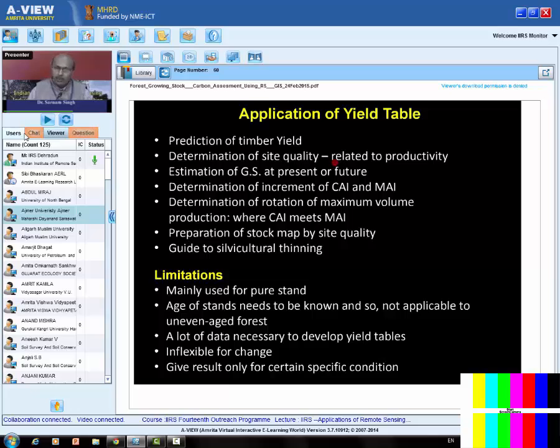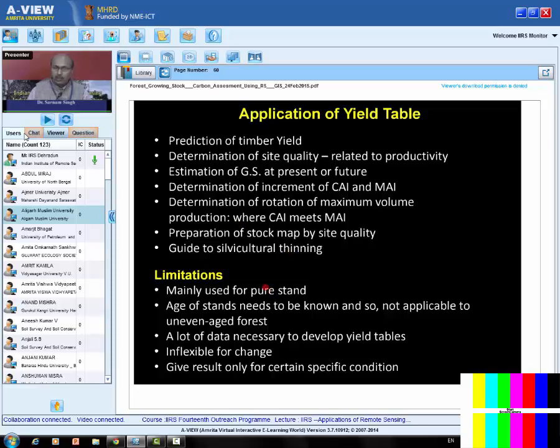Most of these areas you will find in yield tables. Yield tables basically help us to find out the total. Once I have the database, and I know today what the volume available is, I can predict for the future. So that is the use of the table. Depending upon the site quality, you can relate to the productivity and the growing stock, and you can determine the increment, that means the current annual increment as well as the mean annual increment. Any of these things you can find. All this information is given in the tables, which will be very useful.